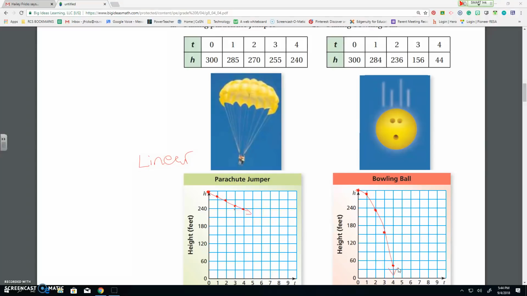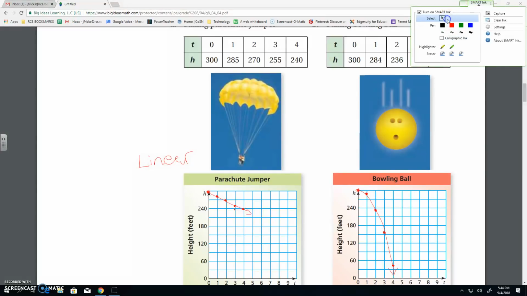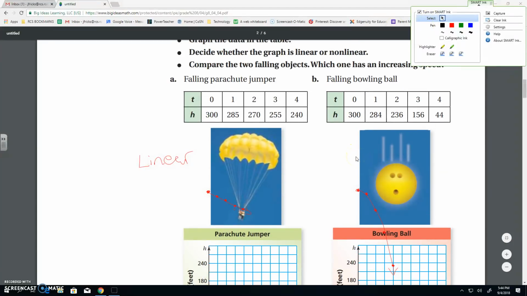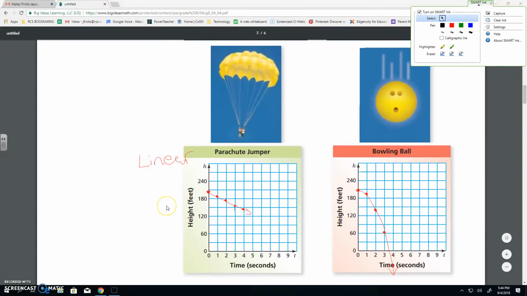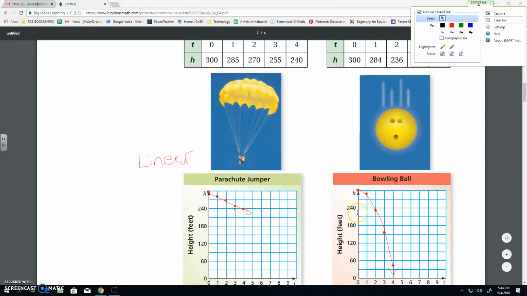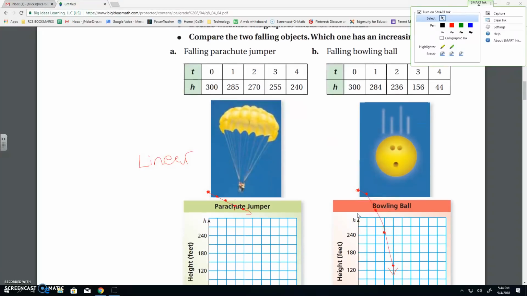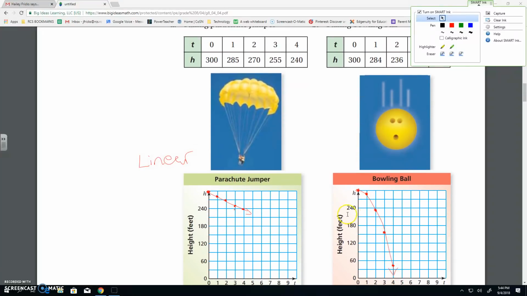So real quick, just reviewing back over it, we want to switch back here. If you review back over the questions that we had, it said in the questions that we needed to decide if they're linear or nonlinear. So we know this one is an example of linear. The bowling ball is an example of nonlinear. And it says which one has an increasing speed. Okay, so increasing speed here.